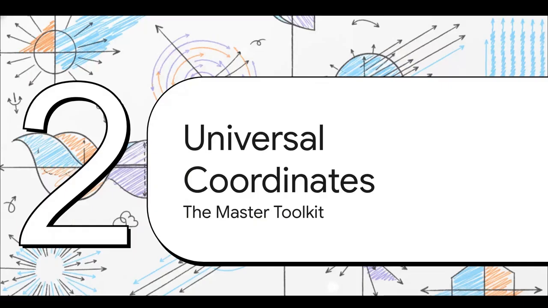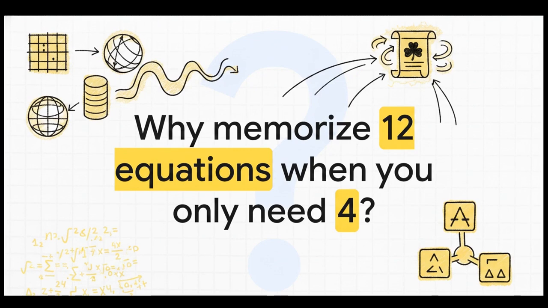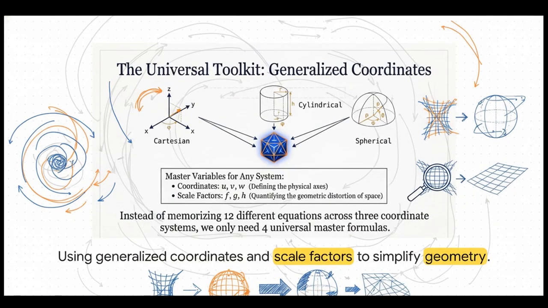Moving on to Section 5, the Universal Coordinate Toolkit. Now we arrive at the master key. This is the toolkit that is going to save you from endless rote memorization. Just think about it. Cartesian, cylindrical, spherical. Normally, these sound like a nightmare mess of complex formulas. But what if we could collapse all of them into one single cheat code? You seriously don't need 12 formulas. You only need 4 master formulas. Here's how we pull this off.